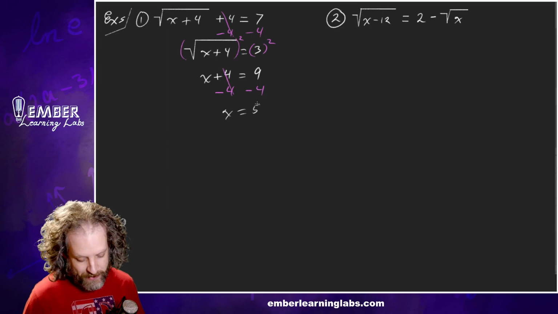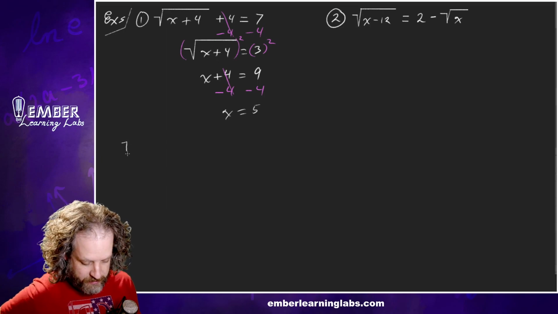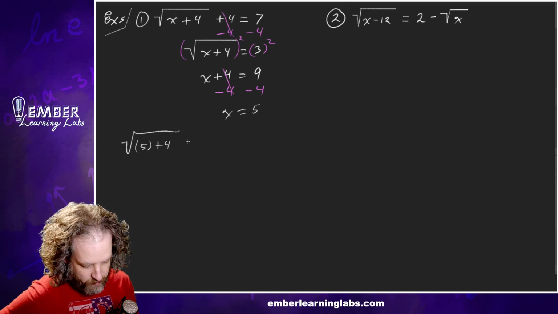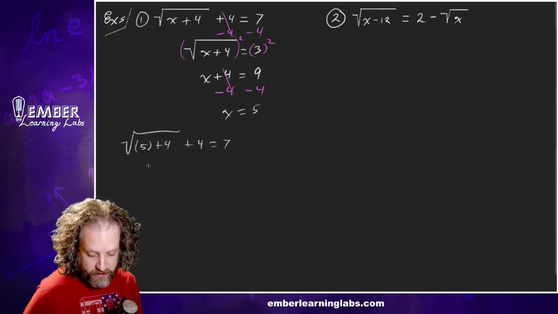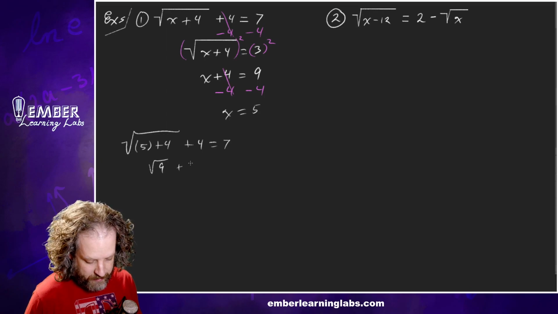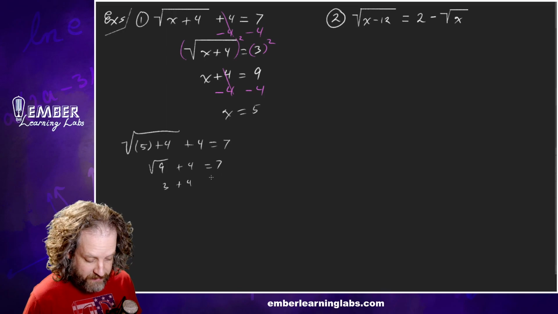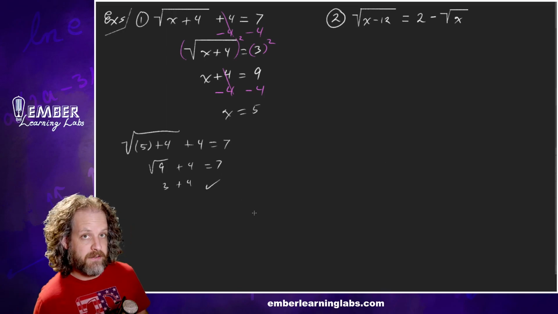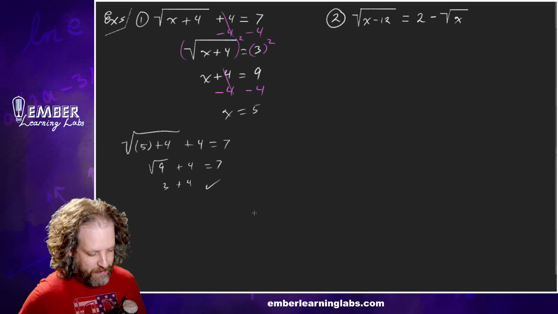The way we check it is the way we always check equations. We just substitute back in for the variable. So we're going to put a 5 right here, plus 4 on the outside equals 7, and see if it works. So the square root of 9 plus 4, does that equal 7? 3 plus 4 does equal 7. So this one checks. That's great. Kind of giving a lot of hints what's coming in the future.